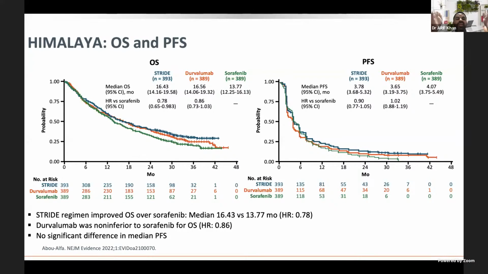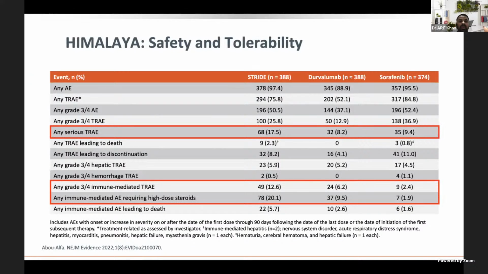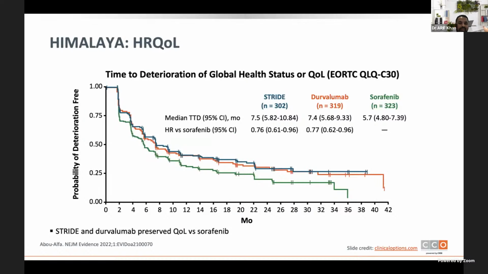For all those endpoints, Atezolizumab should be considered as the first line regimen as compared to Himalaya. So again, the adverse events in Himalaya are not very different. Immune adverse events were around 12%, and all drug related adverse events around 17%. It also maintained the quality of life. The time to deterioration of quality of life was around 7.5 months, which was pretty similar to Atezolizumab.